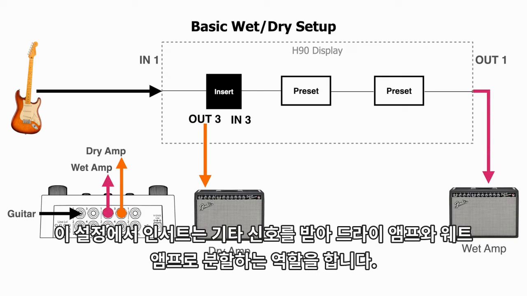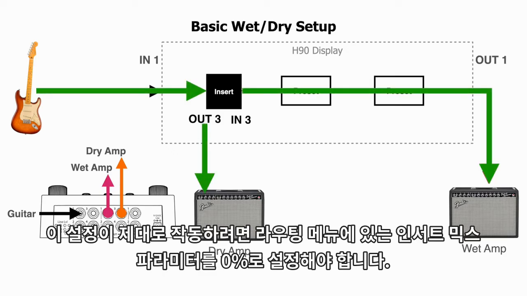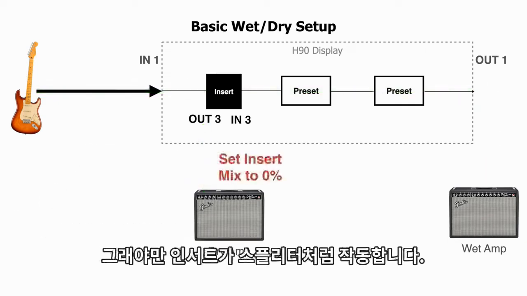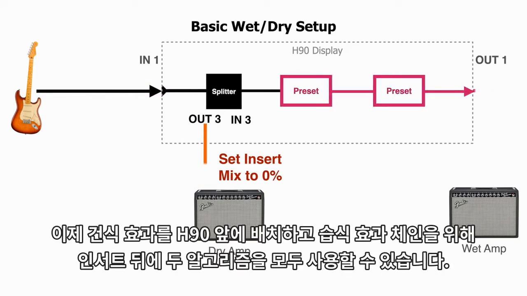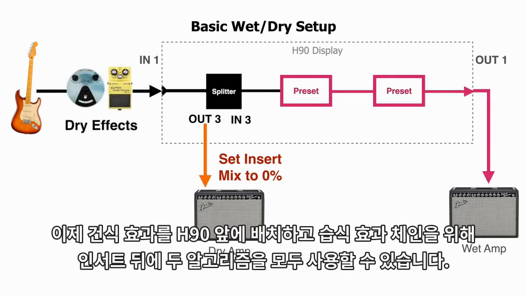In this setup, the insert will serve as the way we take the guitar signal and split it to the dry and wet amps. For this to work properly, the insert mix parameter found in the routing menu must be set to 0%. Only then will the insert behave like a splitter. Now we can place our dry effects before the H90 and use both algorithms after the insert for our wet effects chain.